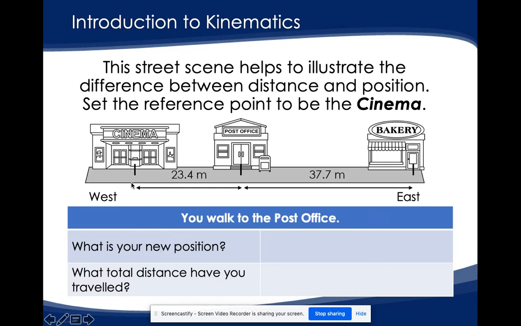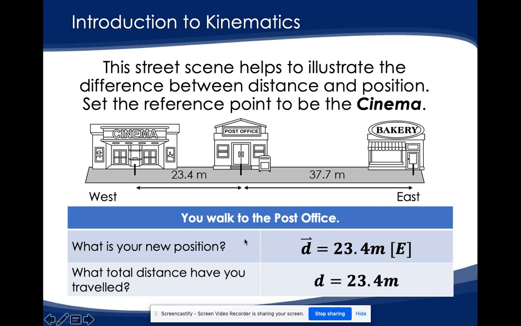Now let's change that. We walk to the post office, okay? So we're moving from the movie theater to the post office. What's your new position? Our new position here is going to be 23.4 meters east because our initial position, our reference point, is in front of the movie theater. We moved 23.4 meters to the east of that reference point. What is the total distance that we've traveled? It is also 23.4 meters.